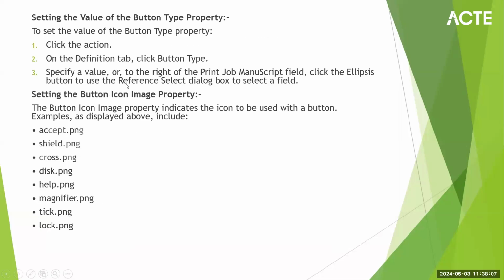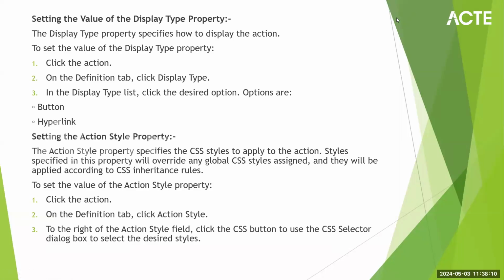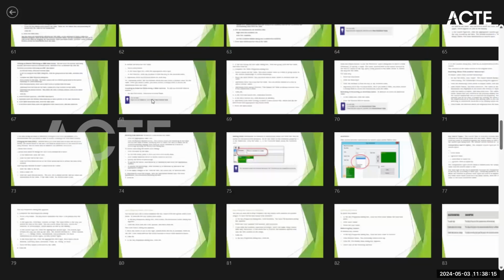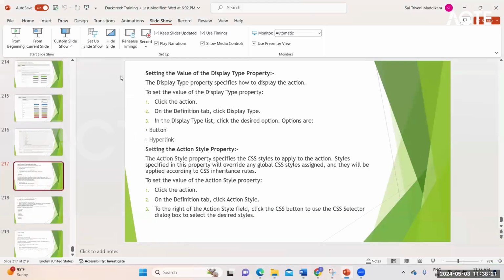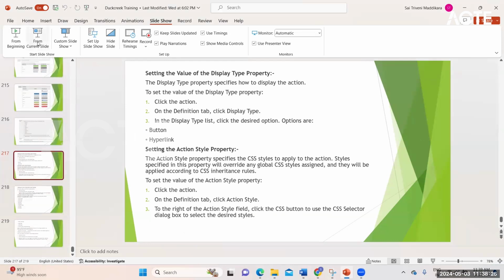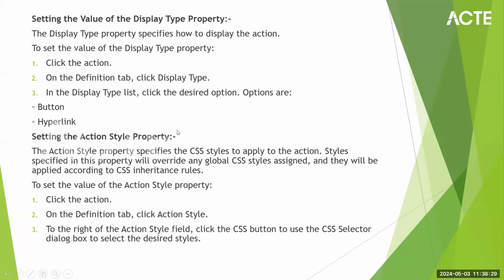Setting the value of the display type property. The display type property specifies how to display the action. Like how you want to display it, it may be a hyperlink or button format or link format or blue color, or whatever features you want.